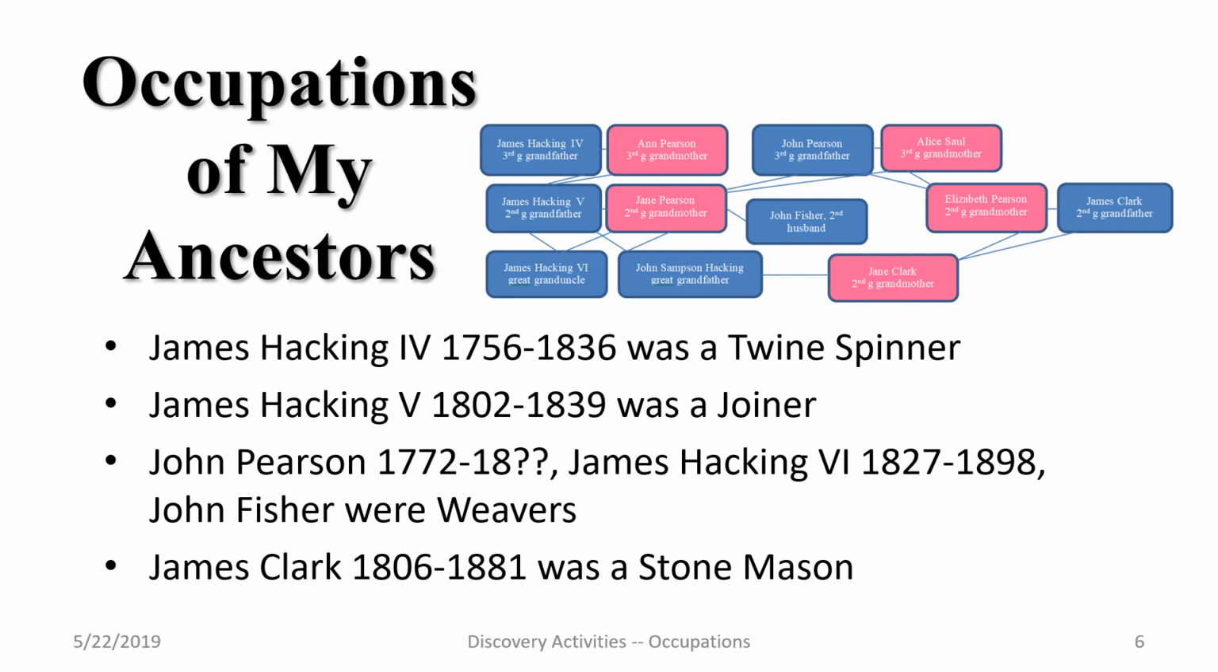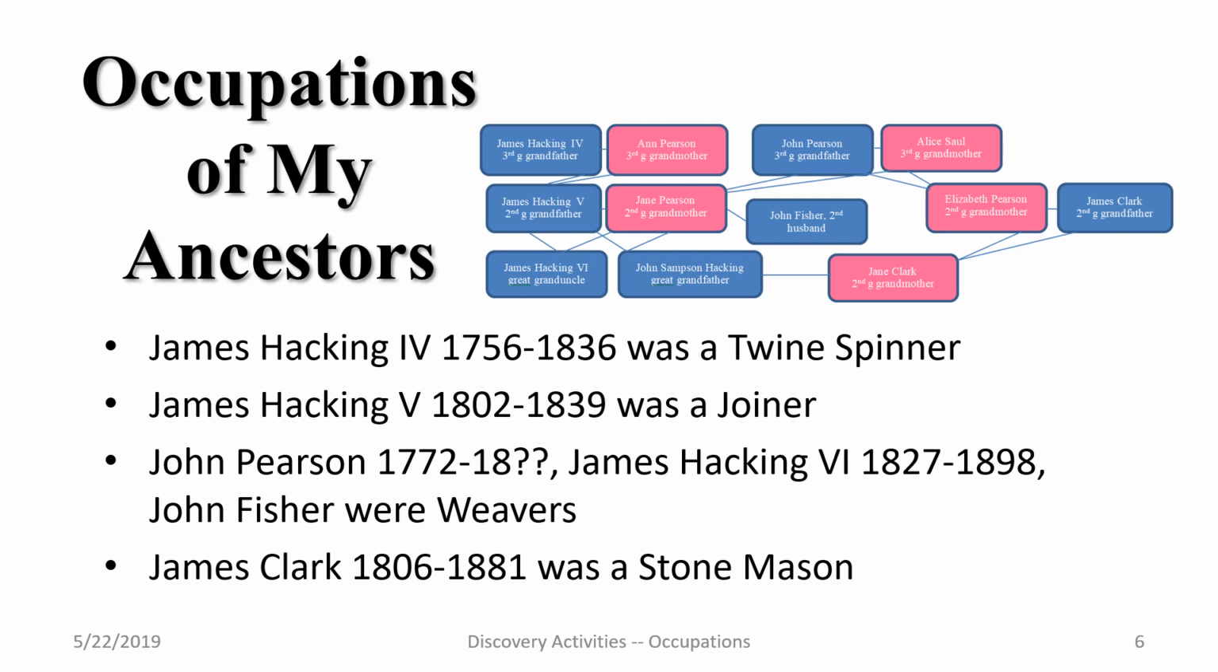For this family history discovery activity, I'm going to use the example of my Hacking, Pearson, and Clark lines. James Hacking, my third great-grandfather, was a twine spinner. His third son and my second great-grandfather, James Hacking V, was a joiner or master carpenter. He often worked on construction with James Clark, also my second great-grandfather, who was a stonemason. Both their wives were the daughters of John Pearson, who was a weaver.